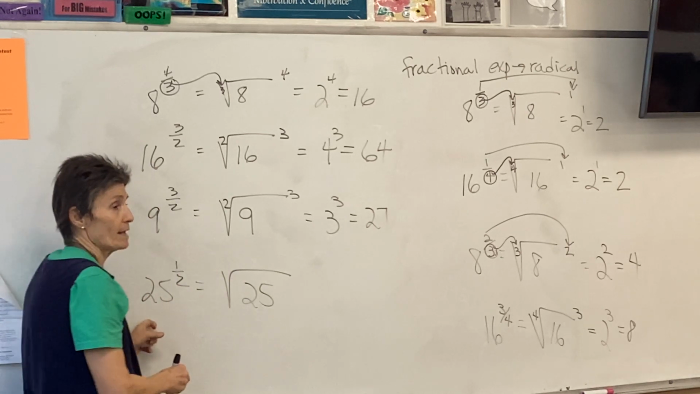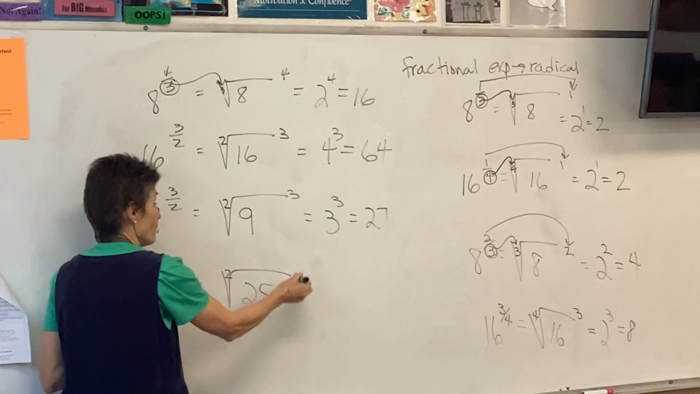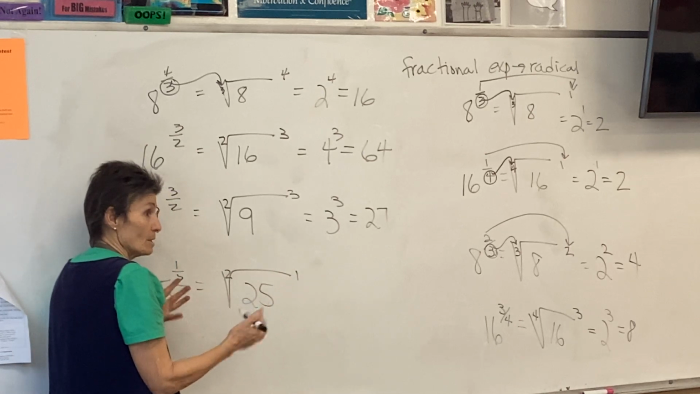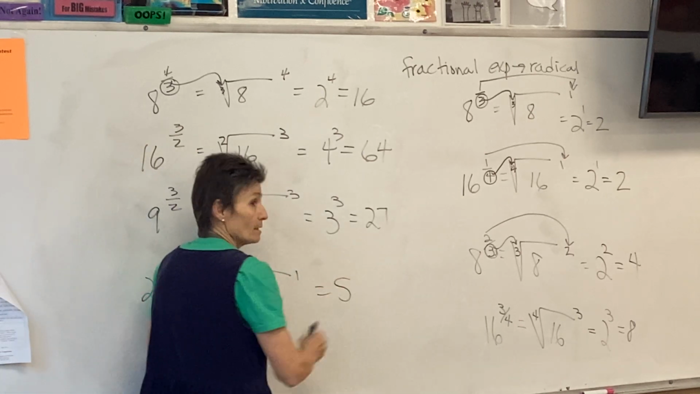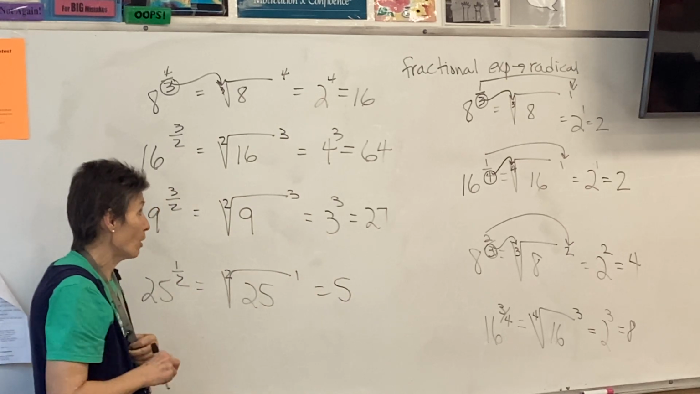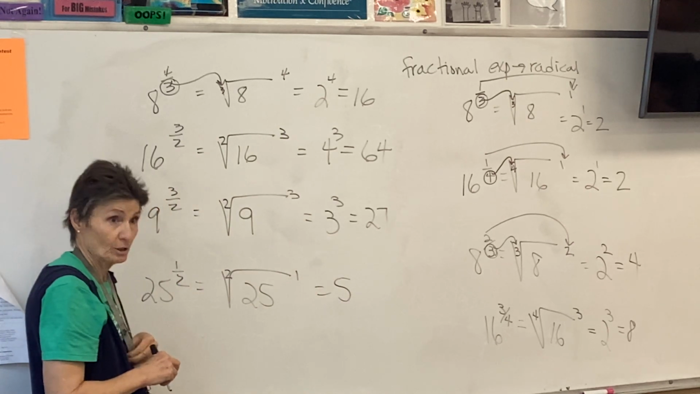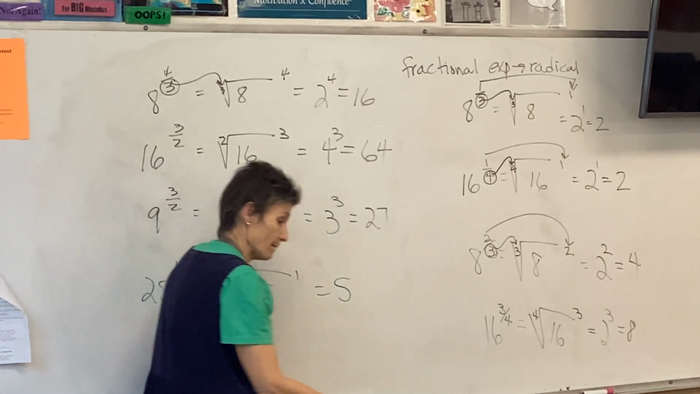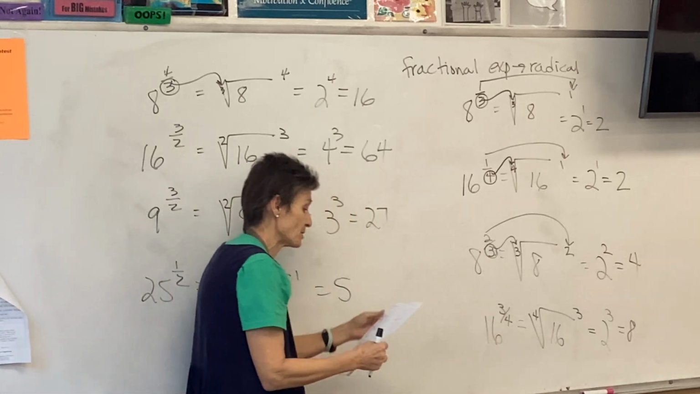What does this one say? Square root of 25 to the 1st. So the answer is just 5. Did anybody get through all those on your own and get them all right? Good, good, good. Okay, let's see what's in store on the next page.